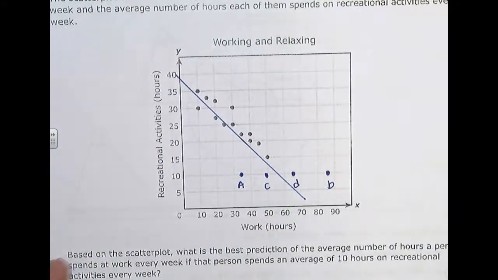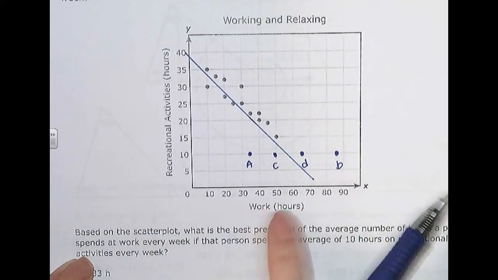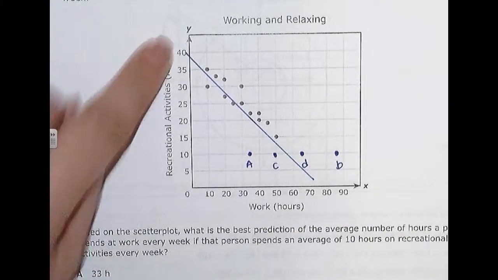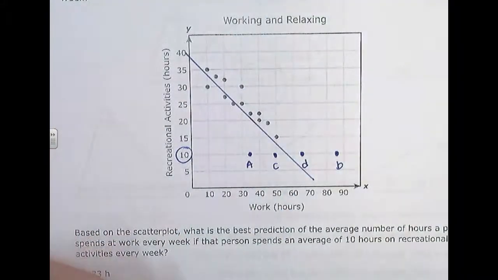Now, based on the scatter plot, what is the best predictor of the average number of hours a person spends each day at work every week if that person spends an average of 10 hours on recreational activities? Find recreational activities and find 10. Now, that does not say recreational activities, but this does. So here's my 10. So I want to look at this area right here.